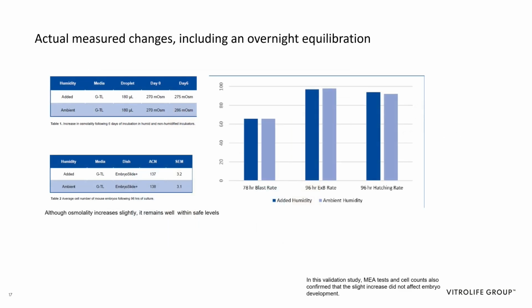This study was actually done here in Denver, which is really dry. I can feel it when I'm walking around here. But we looked at the MEA and the number of cells in a non-humidified and humidified. So the MEA was identical, and the number of cells in the blastocyst, which is a very important metric in a MEA test that only we do, we could see that this was safe.